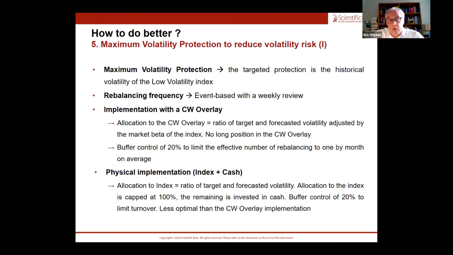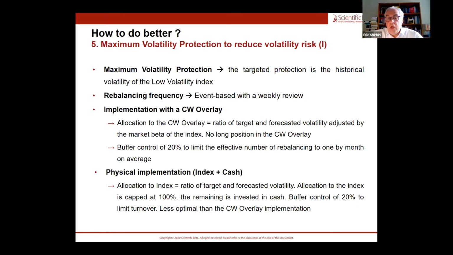And there are two ways we can do that, using a cap-weighted overlay implementation or using a physical implementation. If our forecasting model is telling us that volatility is rising, we can take a short position in the future, and that short position will reduce our exposure to the market, and therefore our volatility, to bring it back down in line with the historical average volatility of the strategy. So we can implement it using a cap-weighted overlay, or alternatively, we can just sell down some of the position we have in the defensive strategy and maintain some of that position in cash.